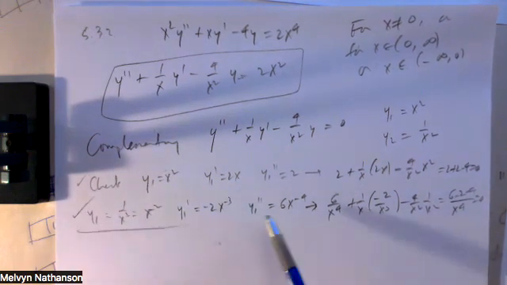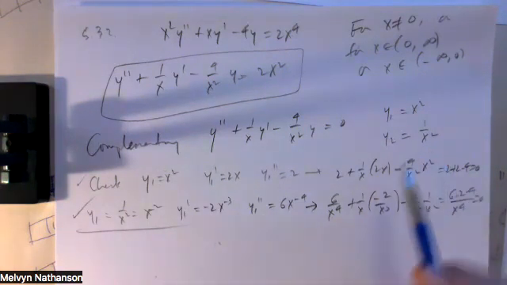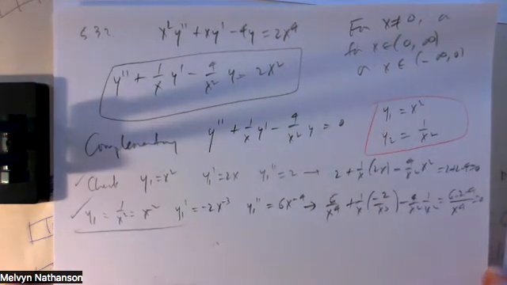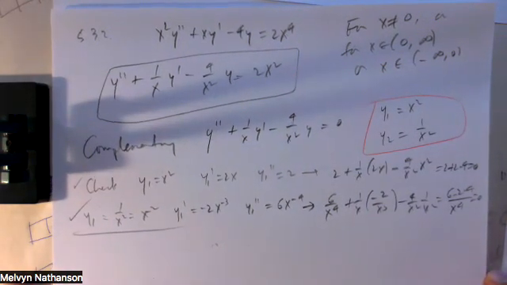So this also checks. So these two functions are solutions of the complementary equation, and neither one is a constant multiple of the other, so they're linearly independent. So they form a fundamental system of solutions.